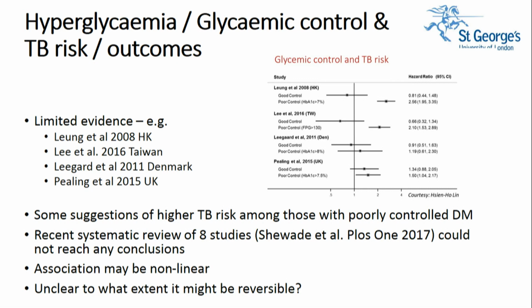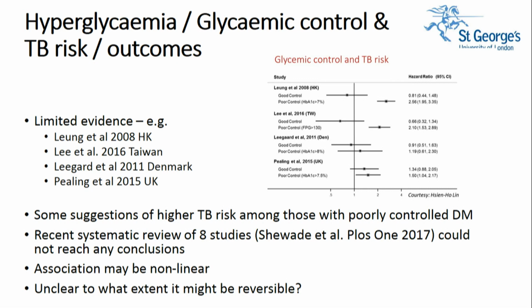So really, would improving glycemic control have any impact? And there's quite limited evidence here. There are perhaps some suggestions from these studies that there may be higher TB risk with poorly controlled diabetes, but this is observational data. There aren't any randomized controlled trials that have looked at this question.